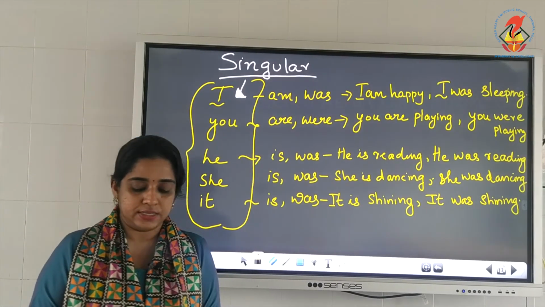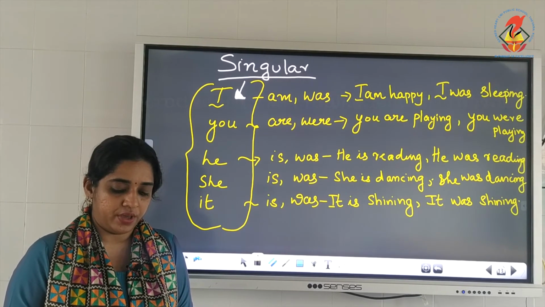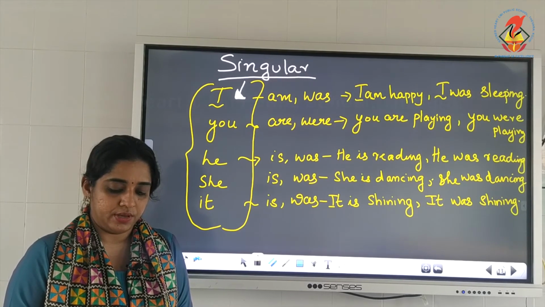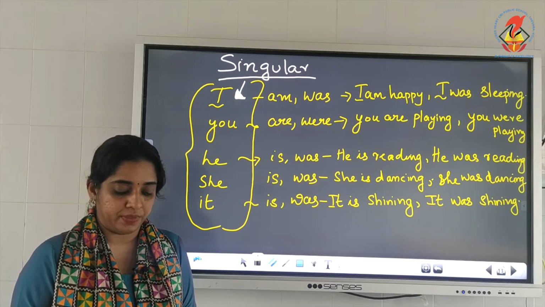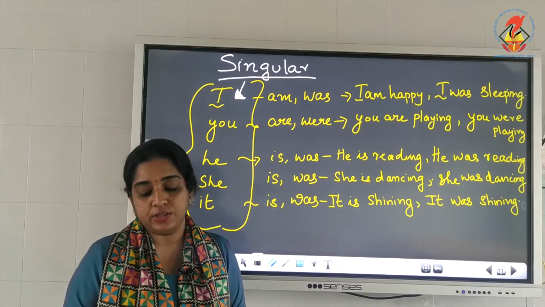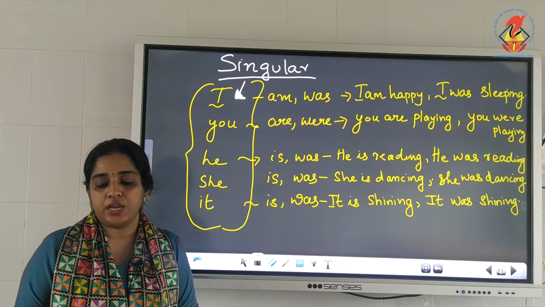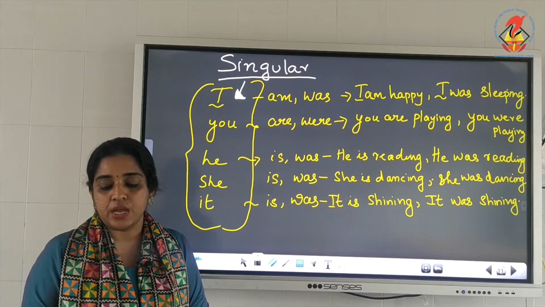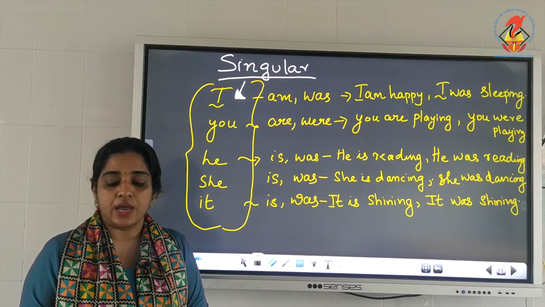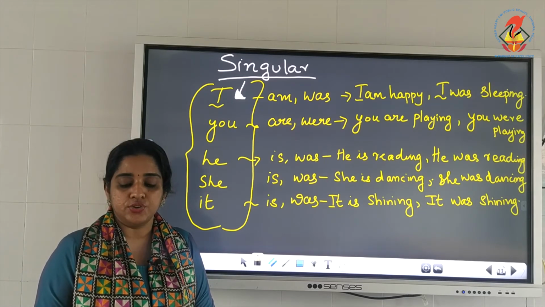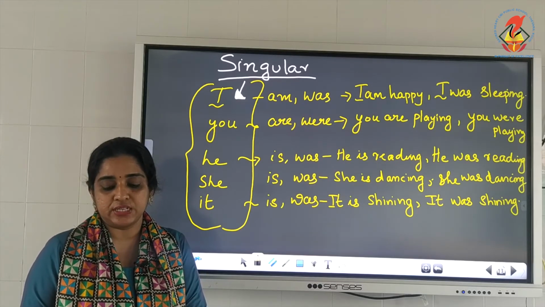Coming to the exercise, fill in the blanks with is, am, are. Exercise A, the first one, I dash Vani Sharma. Which one you can use? Is, are, am. Which one you can use? I am Vani Sharma. There you can use the verb am. Okay, the rest is very simple.